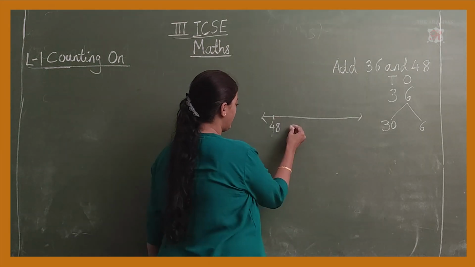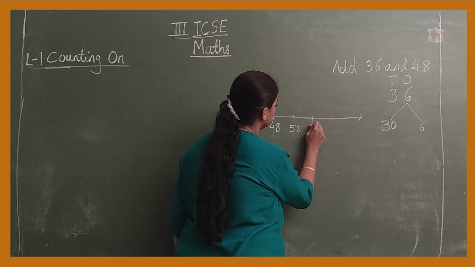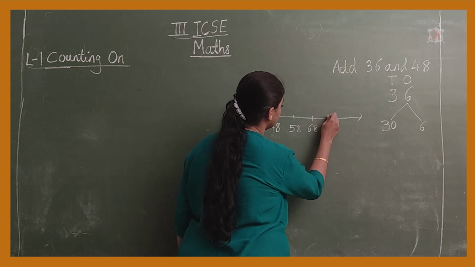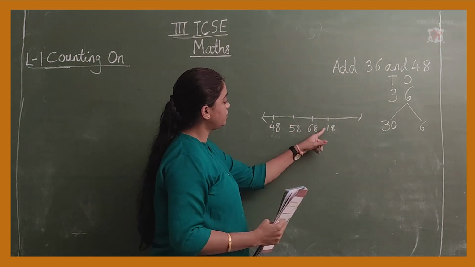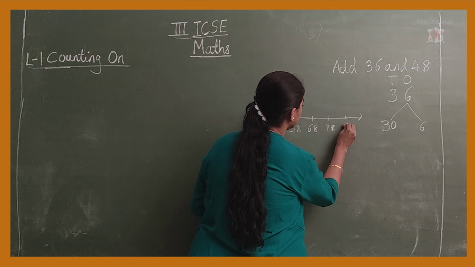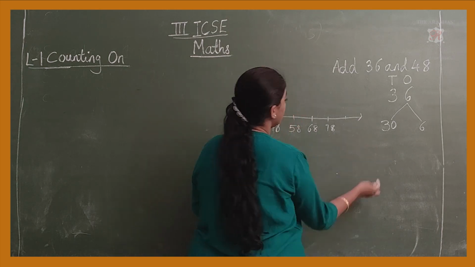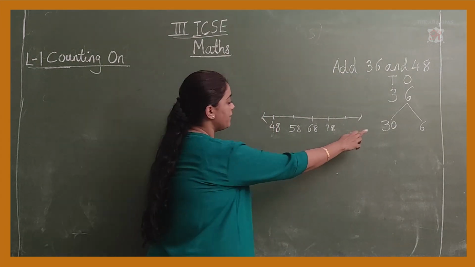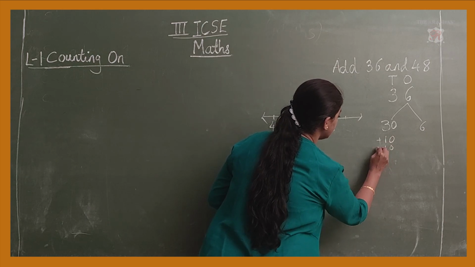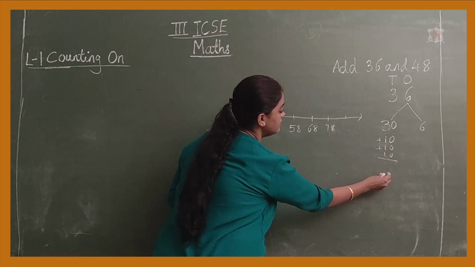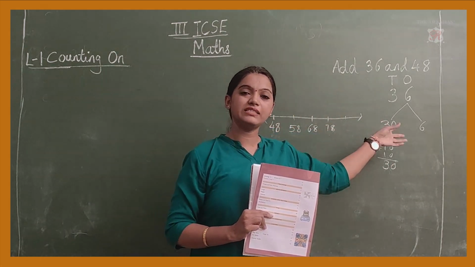That is 48 plus 10, 58, 68, 78. Okay? 1, 2, 3. So how many tens are over here? 10 plus 10 plus 10. It becomes 30. So we have split this 30 into its tens.